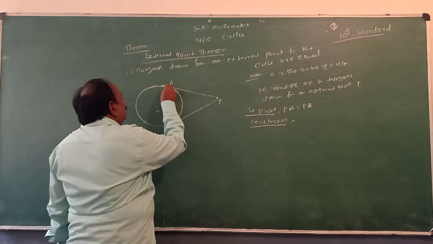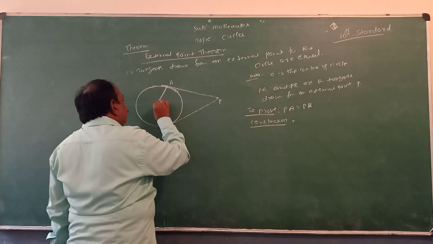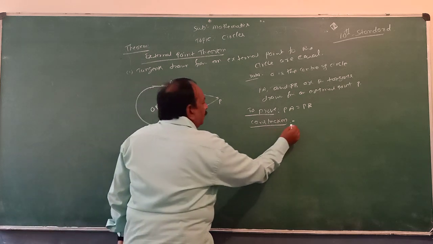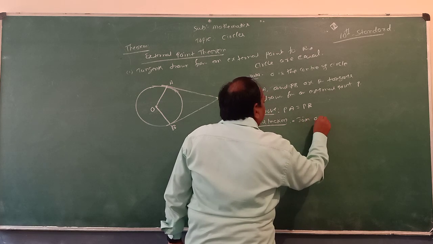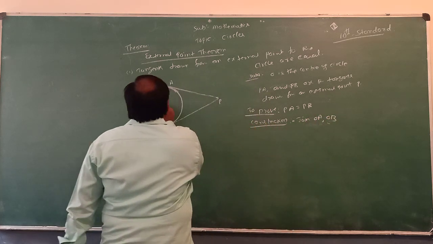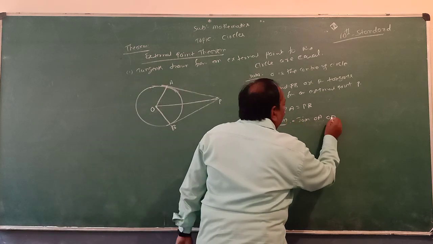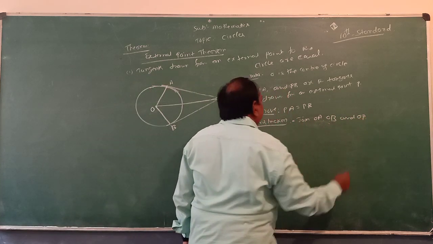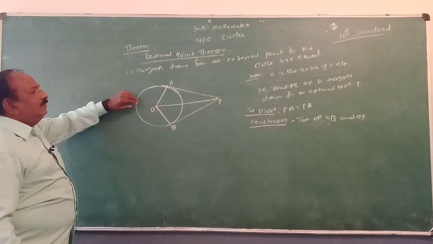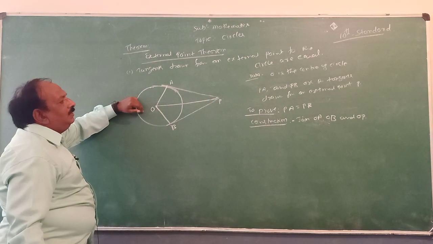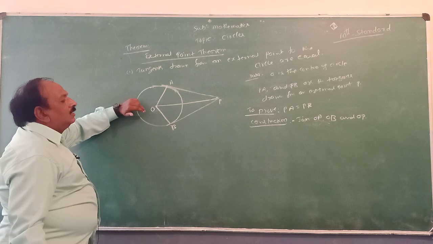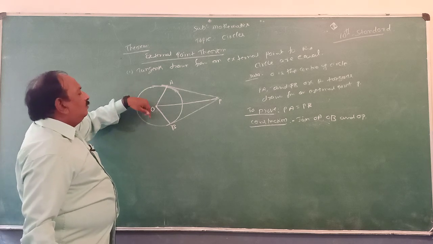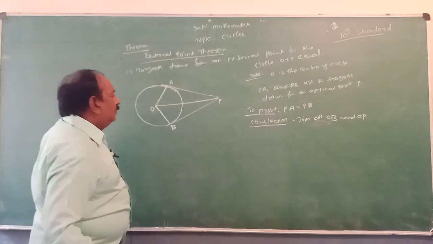Construction: join OA, OB and OP. O is the center of the circle. PA and PB are the tangents drawn from an external point P. We have to prove that PA is equal to PB. Construction: join OA, OB and OP. Proof.